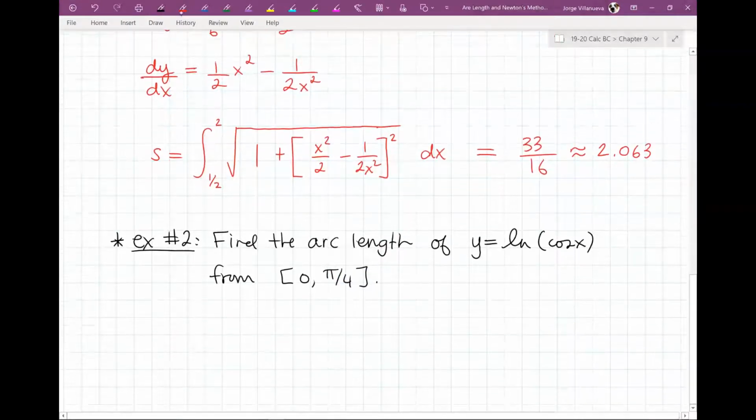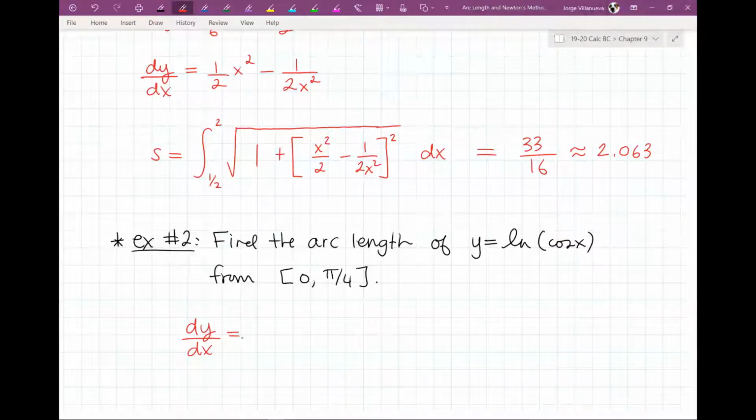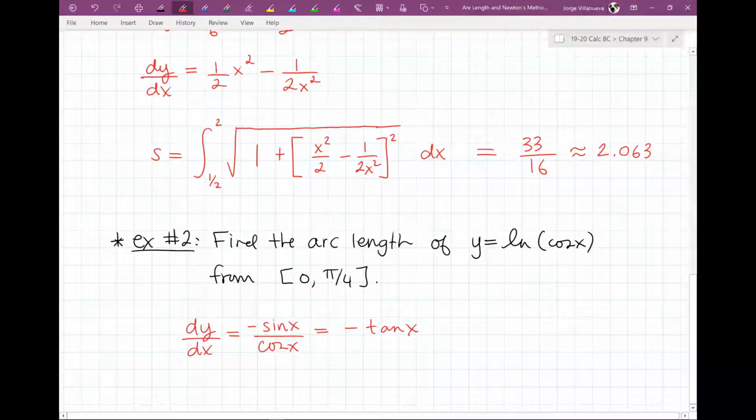So first off, I'm going to get my derivative. So dy/dx. Hopefully you guys remember how to take derivatives of natural logs. You guys remember? What do I do first? Well, 1 over cosine x. I always just do cosine x, because then whatever goes on top, what goes on top? Negative sine x, right? So that means it's a negative tangent of x.